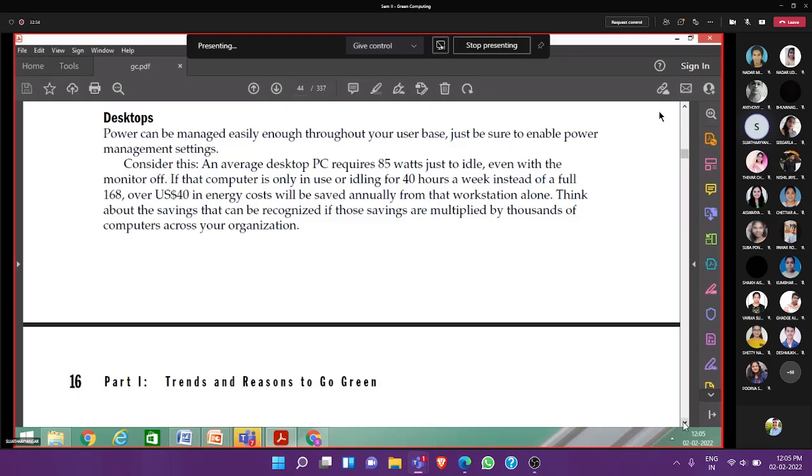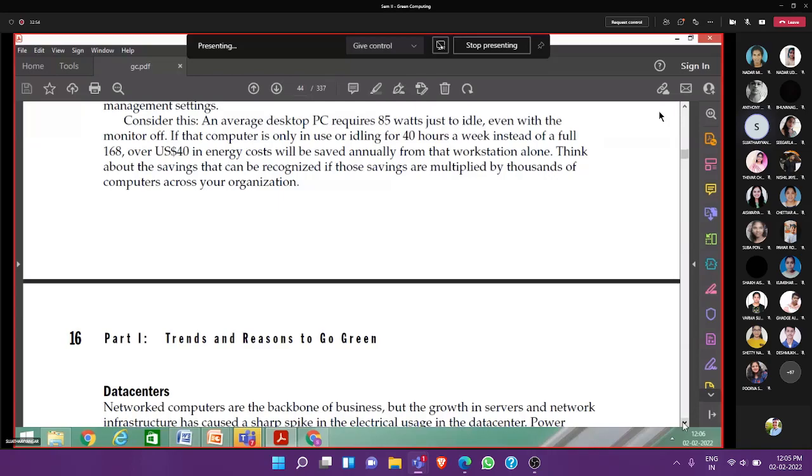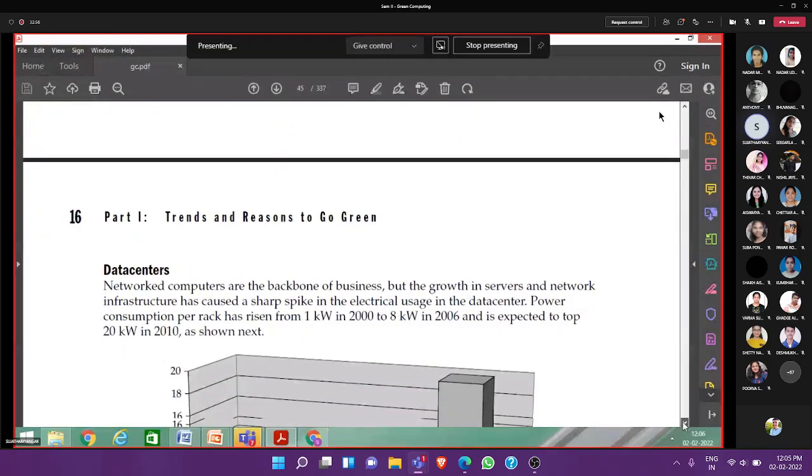organization. Remember, whenever you are studying green computing, we are thinking about the big organization. So you are in charge of the organization. So how can you do all this cost cutting across the whole organization? How can you do it? That also we are thinking.